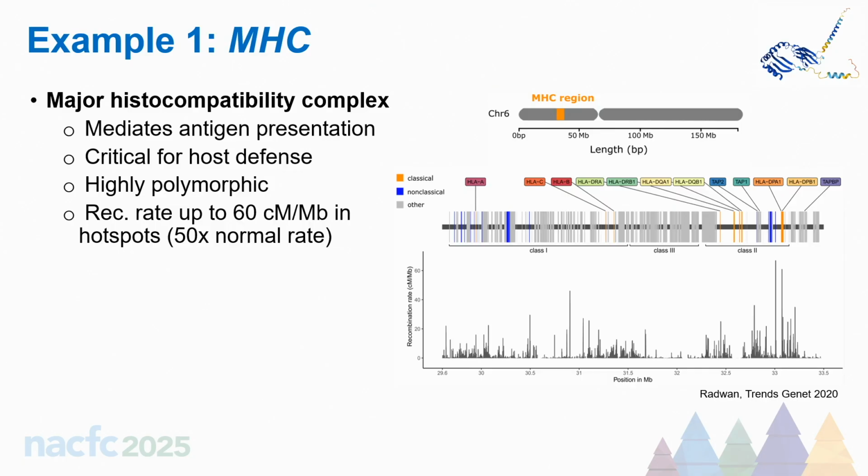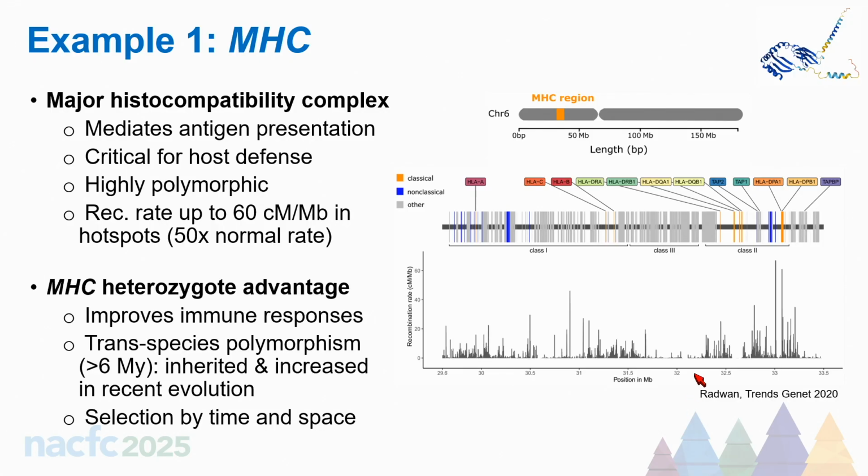It's highly, highly polymorphic, and I'm going to be showing here at the bottom the recombination rate that's been observed in the human MHC. And the normal recombination rate across the human genome is about 1 centimorgan per megabase. And for the MHC in certain spots, you see that it's definitely above 60. So you have a really, really high occurrence of mutations in this particular area.